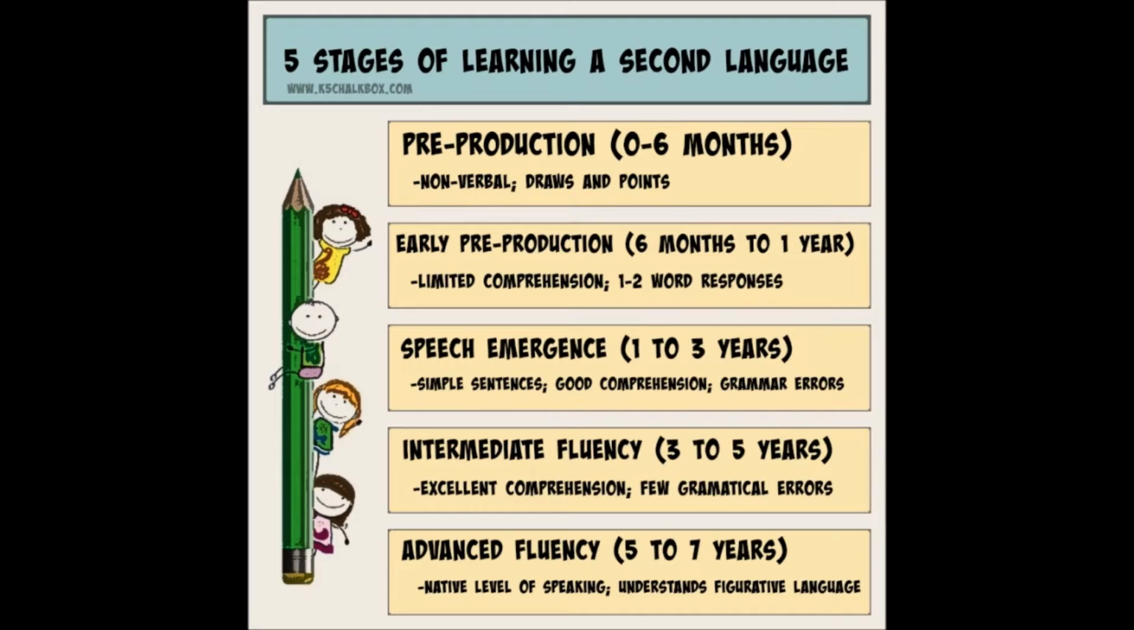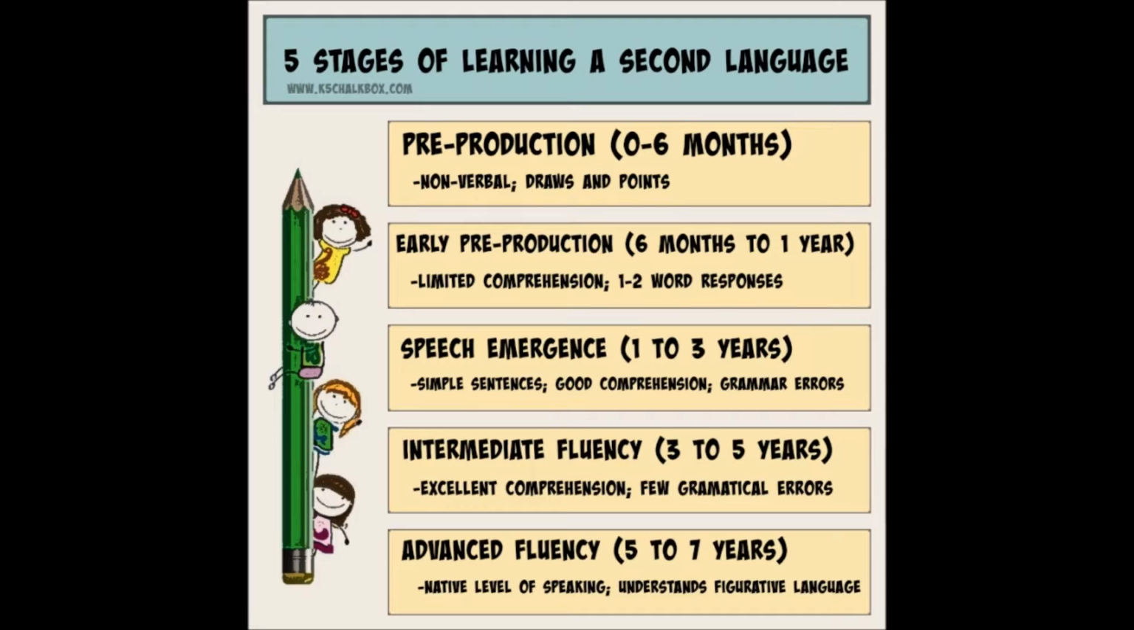The second stage is the early production, and that's 6 months to a year of exposure to the language. They have limited comprehension, but they are able to give 1 or 2 word responses. They're able to engage a little bit more, and they're taking in the social aspect of language, which is also something I'll be touching upon in the future, because there's a big difference between social and academic language, which cannot be confused.